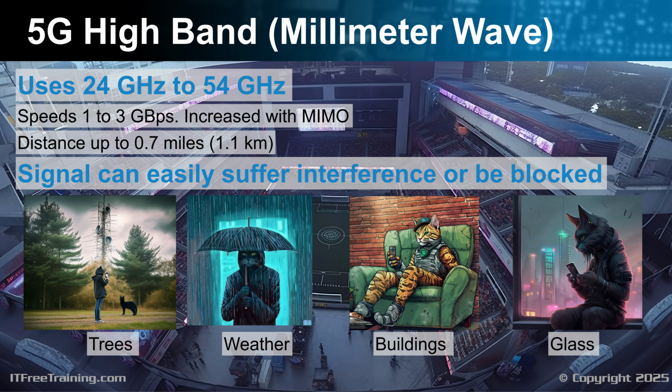You need a lot more base stations, and they have to be put in good locations. Even in dense locations like apartment blocks, it can be difficult to get good quality signal into the building using high band.